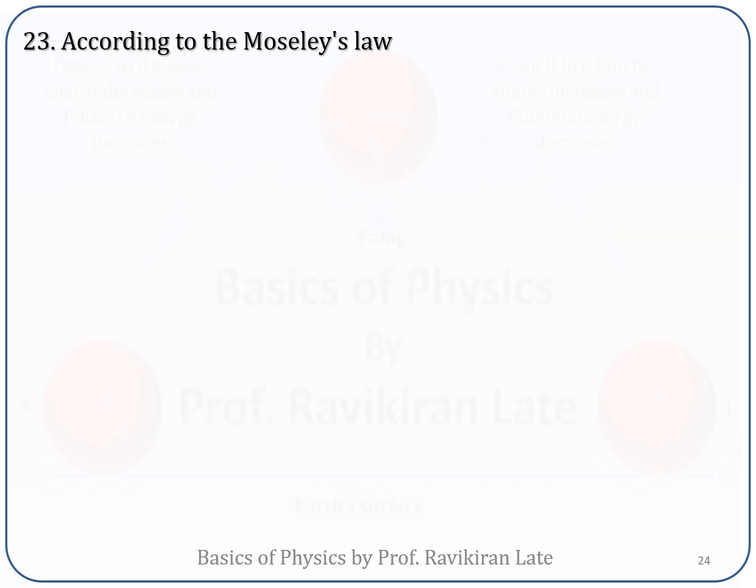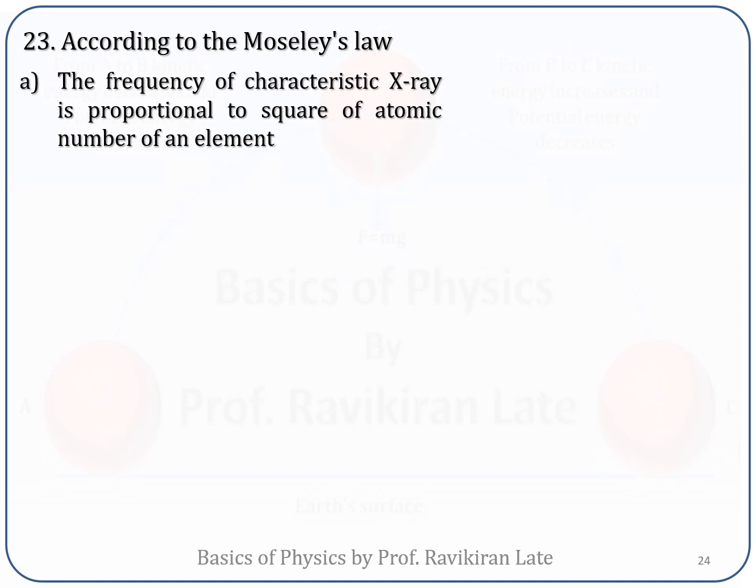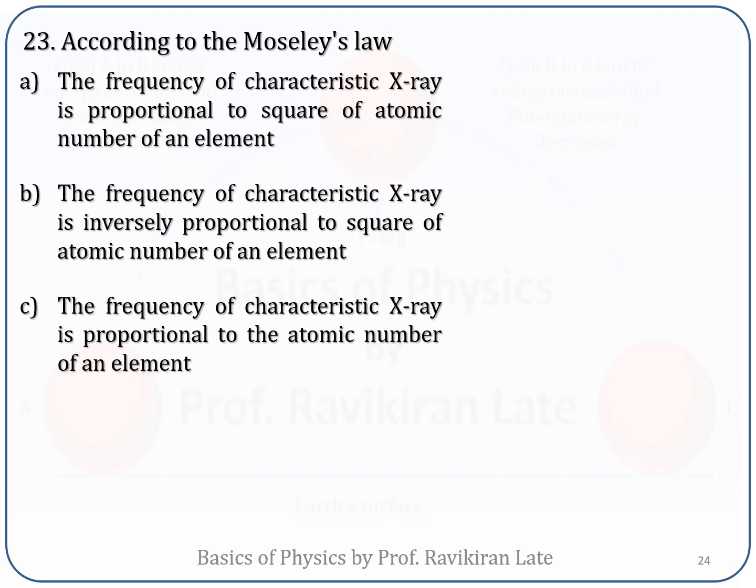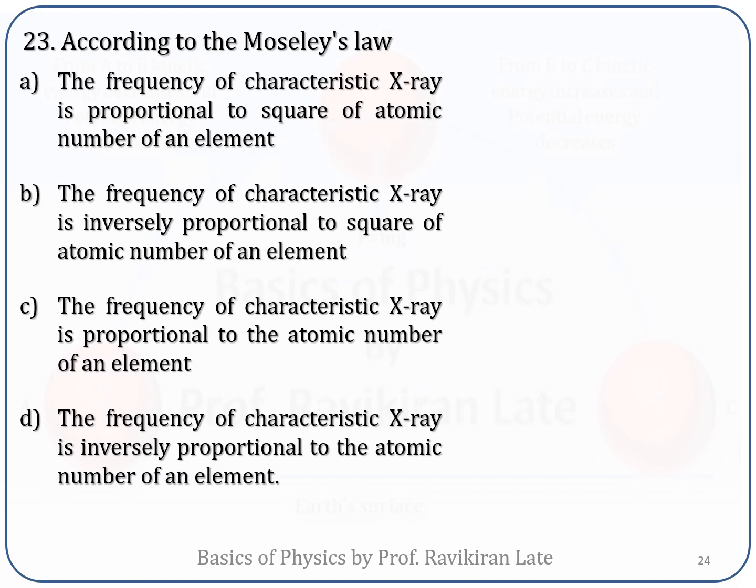Next question: according to Moseley's law, option A, the frequency of characteristic X-ray is proportional to the square of the atomic number of an element. Option B, the frequency of characteristic X-ray is inversely proportional to the square of the atomic number of an element. Option C, the frequency of characteristic X-ray is proportional to the atomic number of an element. Option D, the frequency of characteristic X-ray is inversely proportional to the atomic number of an element. Now we know that Moseley's law gives 1 over lambda proportional to C in bracket Z minus A bracket square.